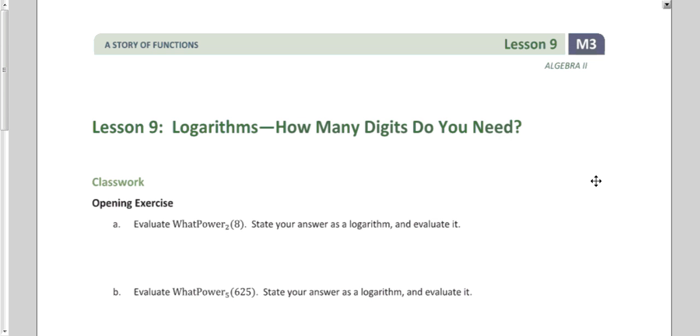you might ask yourself, we spent what, 3 days talking about logarithms, right? 2 of those days we didn't even use the term logarithm. We did what? We asked ourselves what? What power? What power?